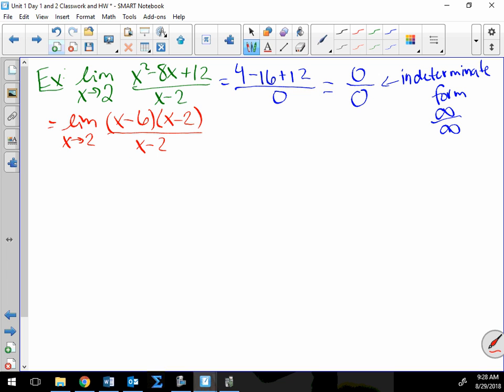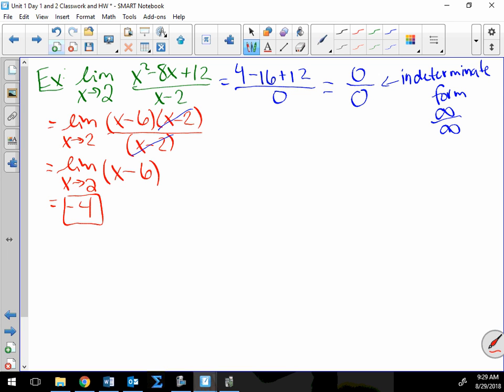Okay, so now I look and see, hey, I can actually reduce this. I can simplify it down. So this is equal to the limit as x approaches 2 of x minus 6. Now, can we evaluate this limit? Yeah, so much easier. We put in 2, 2 minus 6. What do we get for our limit? Negative 4. Okay. Notice I am evaluating it. I put in that number, did that direct substitution.